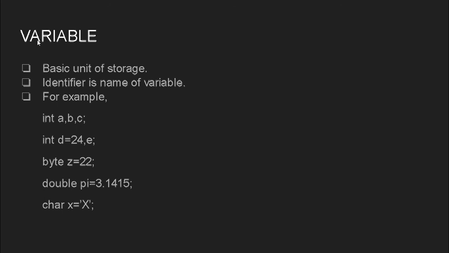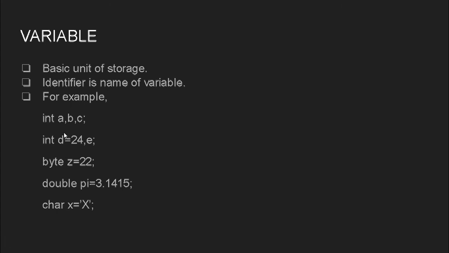Here I have given certain examples. Let me explain what they are about. In the first statement, I am declaring three variables a, b, and c, and all of them are of integer type, int. I am doing nothing else here. In the second statement, I'm declaring two variables, d and e, and both of them are integers. But here there is a difference. Here I'm assigning the value 24 to the variable d. I'm not initializing the other variable, but I'm declaring as well as initializing the variable d.